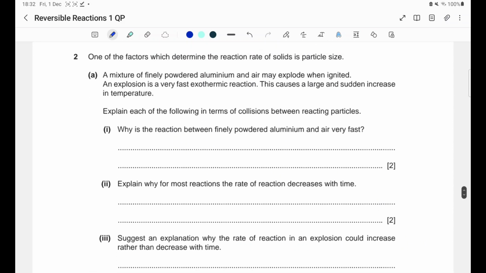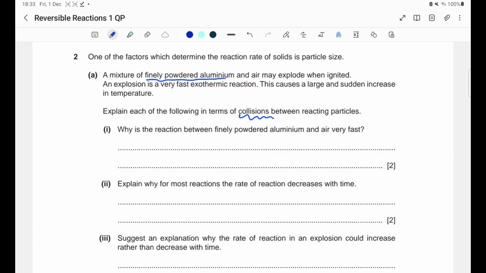One of the factors which determine the rate of reaction of solids is particle size. A mixture of finely powdered aluminum and air may explode when ignited. An explosion is a very fast exothermic reaction. This causes a large and sudden increase in temperature. Explain each of the following in terms of collisions between reacting particles. Why is the reaction between finely powdered aluminum and air very fast?